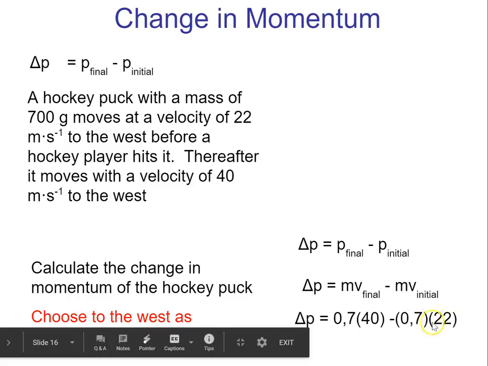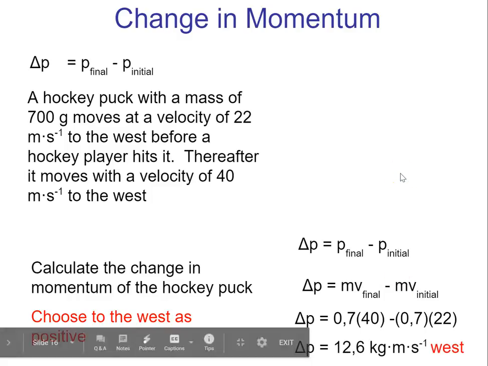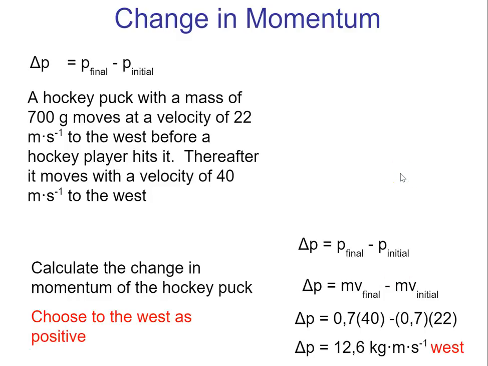Okay, so this is going to be plus 22 because it's also going west. This one is going west. Both of these values are positive. This negative number comes from this equation that tells me I have to take this minus that entire number. And then I get a positive answer of 12,6 kilogram meters per second. And because it's a positive answer, I know my direction must be west.